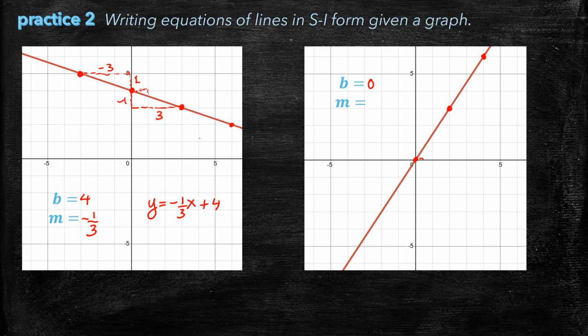So we have here, we go to the right 2 and then up 3, and we could have gone left 2, down 3. They both work. So either way, the slope is going to be positive 3 over 2. And the equation of the line is y equals 3/2 x plus 0, but there's no need to write the plus 0 as it's implied.